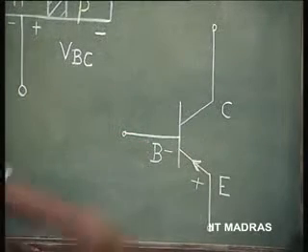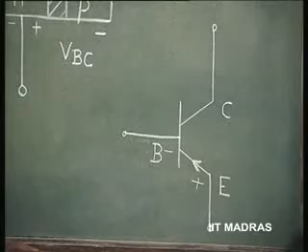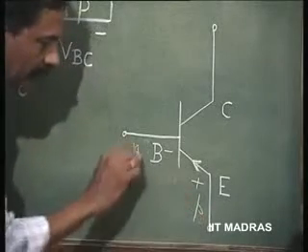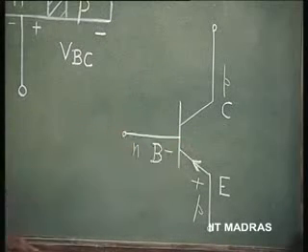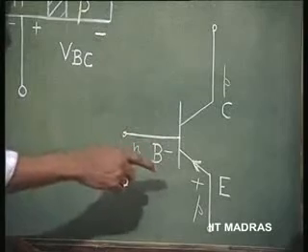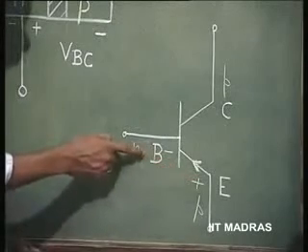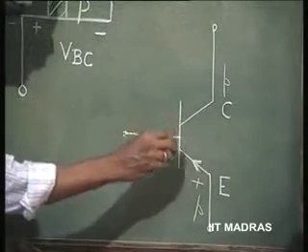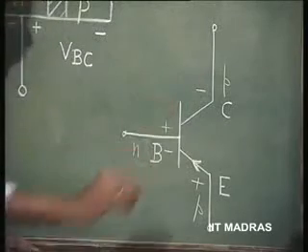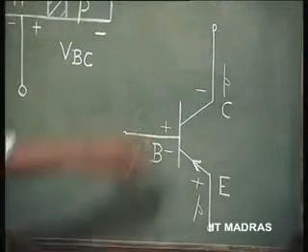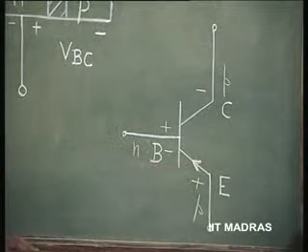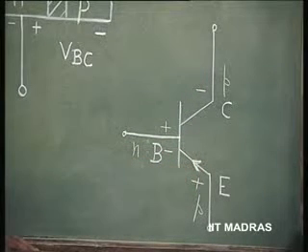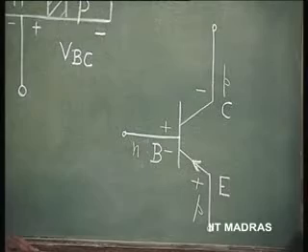So, this kind of symbol indicates a PNP transistor. In the case of an NPN transistor, the arrow direction is opposite. Now, as far as the transistor action is concerned, the emitter base junction is forward biased and the collector base junction is reverse biased, so as to make the entire collector current become equal to the emitter current, and alpha becomes very nearly equal to 1. That is the transistor action.